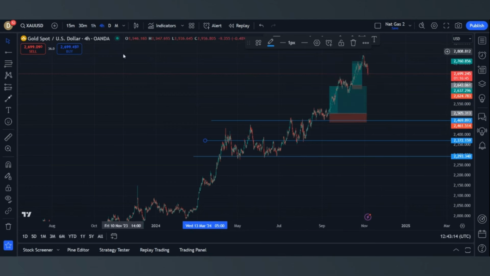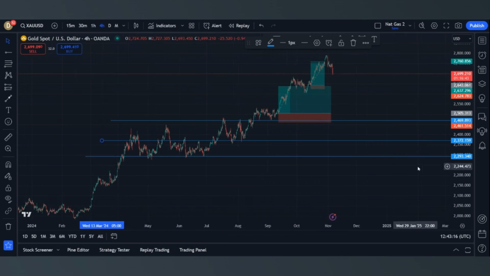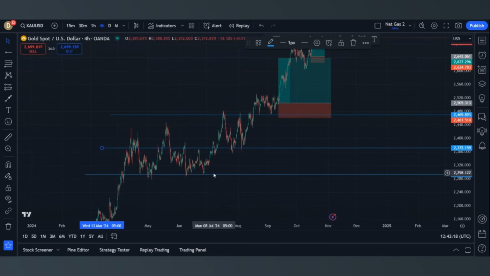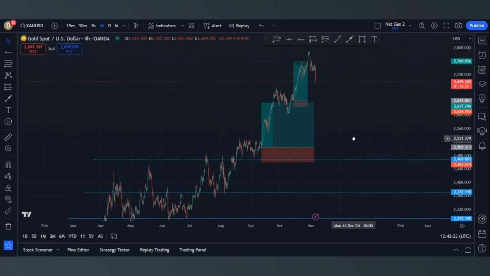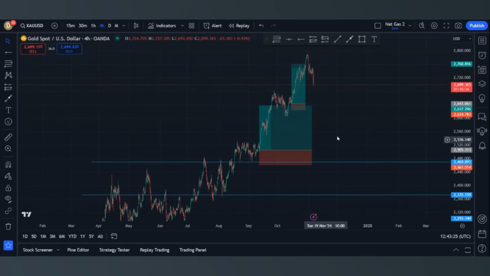How do we do this? Well, what I'm going to show you. So there were many more. I'll be honest with you, I've been buying this market for some time, but I didn't want to overcomplicate it, so I just thought I'd stick with these two.